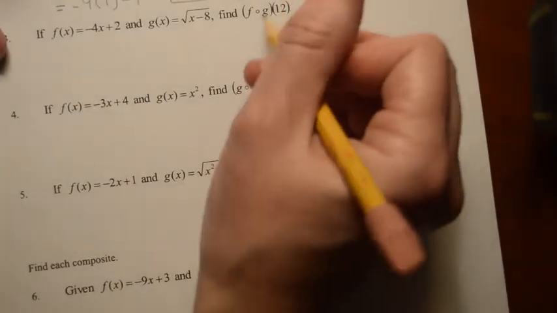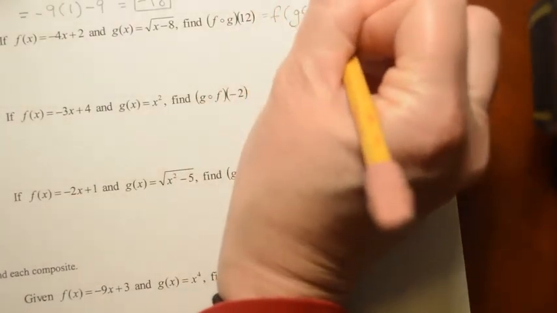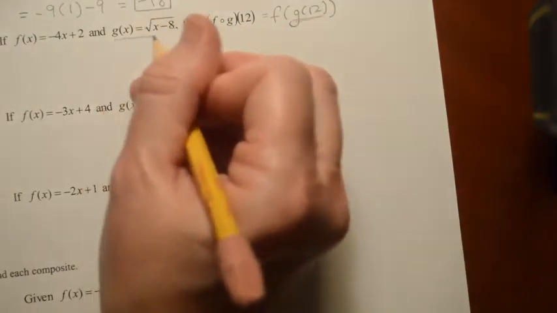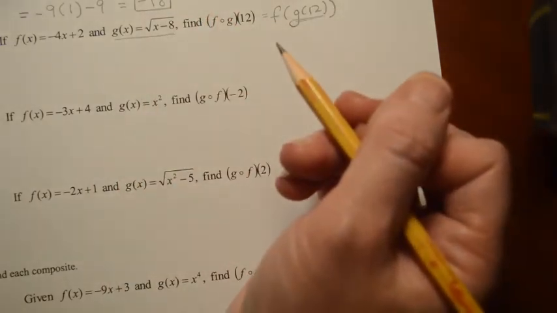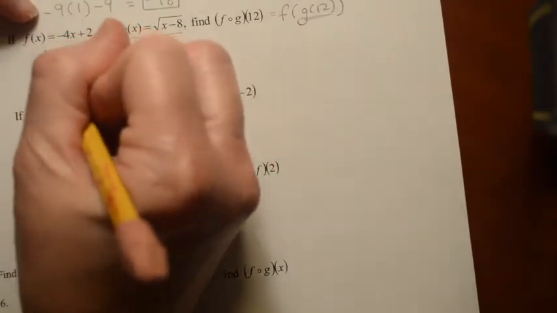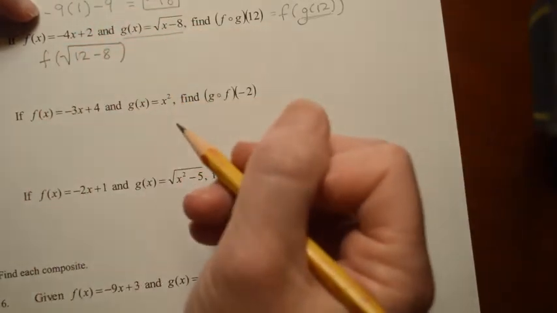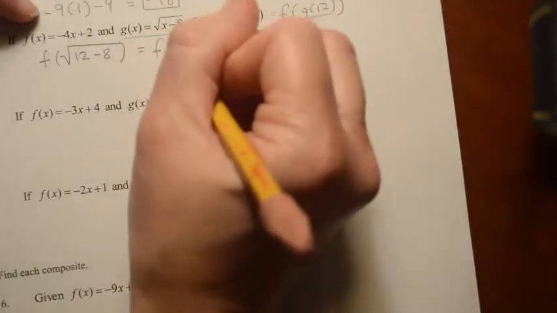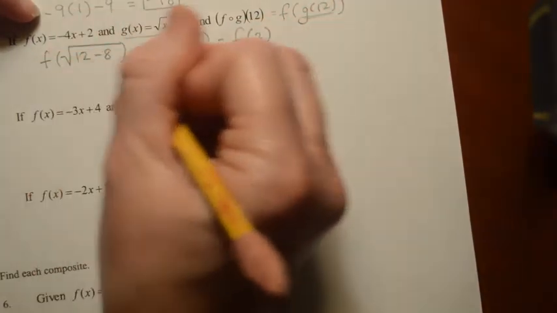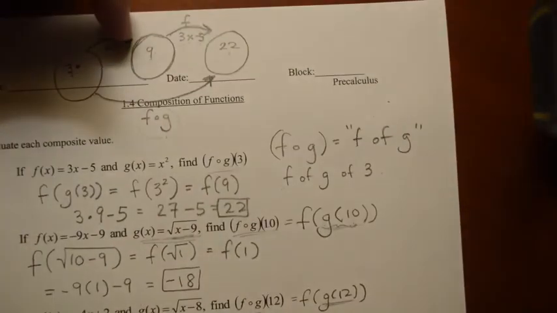Okay, so here it's saying f of g of 12. The first thing it's going to ask us to do is find g of 12, and here's what g looks like. So then here we are going to do f of the square root of 12 minus 8. The square root of 12 minus 8 is the square root of 4. The square root of 4 is 2. So again, this f is just carried along right here because it's waiting for that value to come out, so it knows what to plug into f.